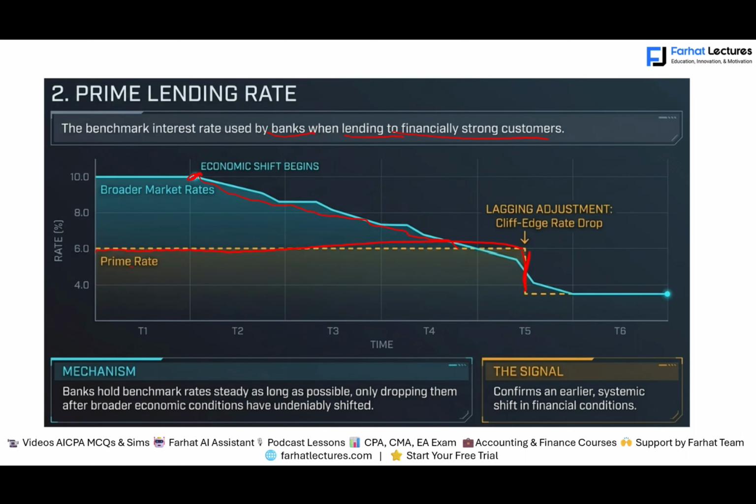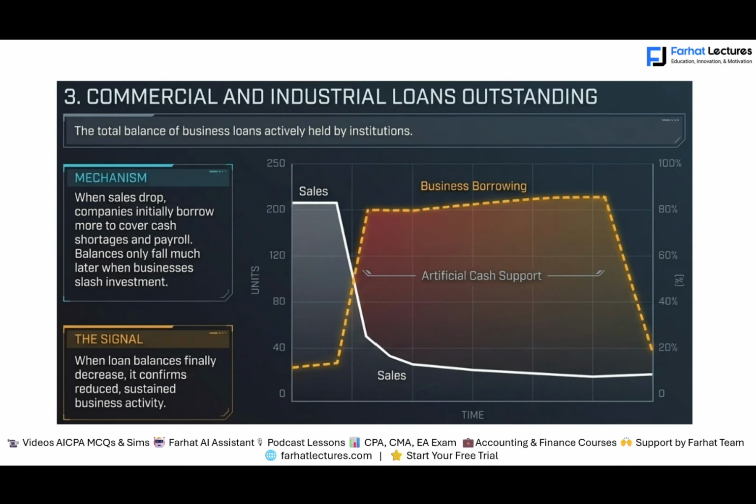And the signal confirms, as mentioned earlier, a systematic shift in financial condition. It tells us what's happening. So the prime rate comes after the economic slowdown, or the economic expansion, when it shifts up. The third lagging indicator is commercial and industrial loans outstanding, basically the loan balance.